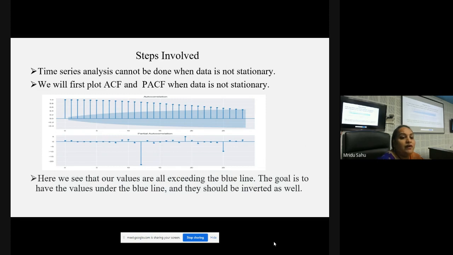So we will first plot ACF. Please note down, these are all technical terms.